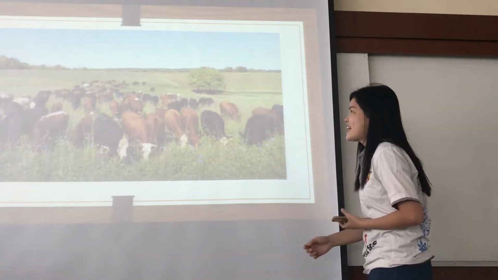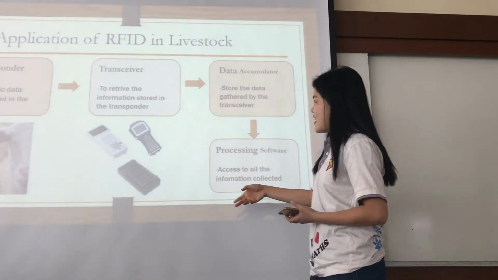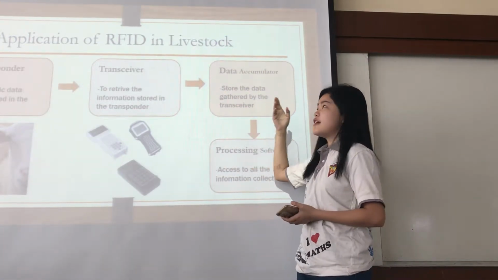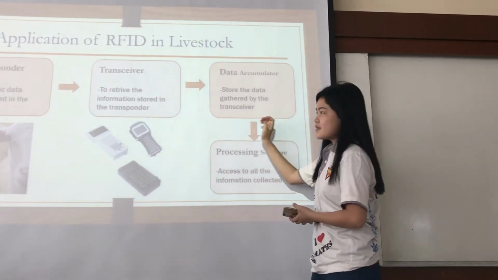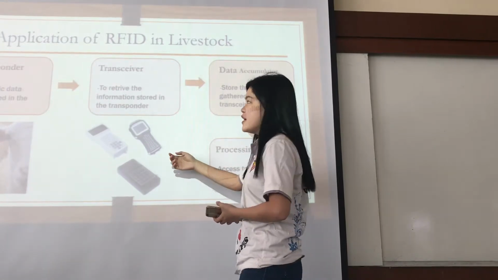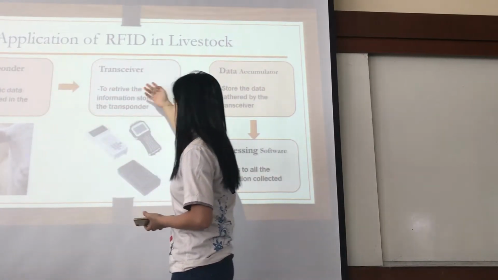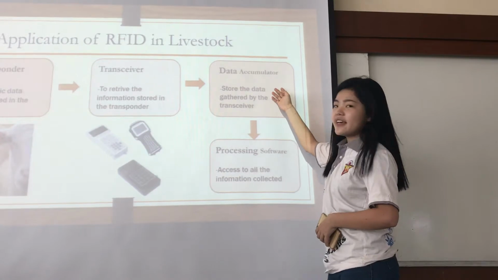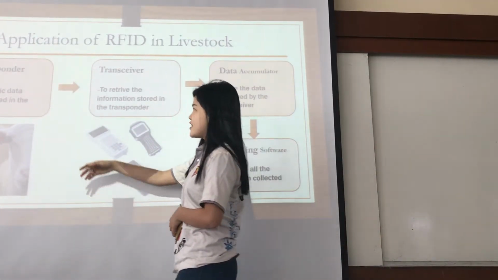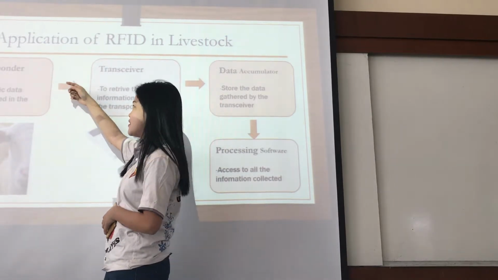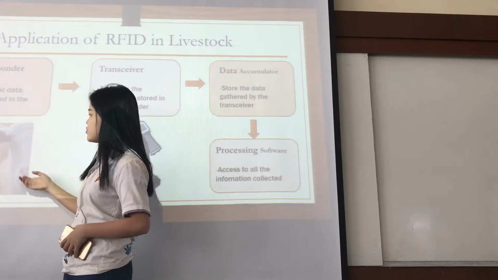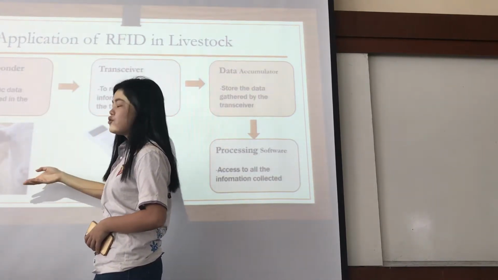Let's see how this RFID system works in livestock management. Basically, there are four components of the RFID system. The first one is the transponder, next is the transceiver, data accumulator, and lastly the processing software. First, the transponder. The transponder is an electronic device that stays with the animal that you want to identify or track.